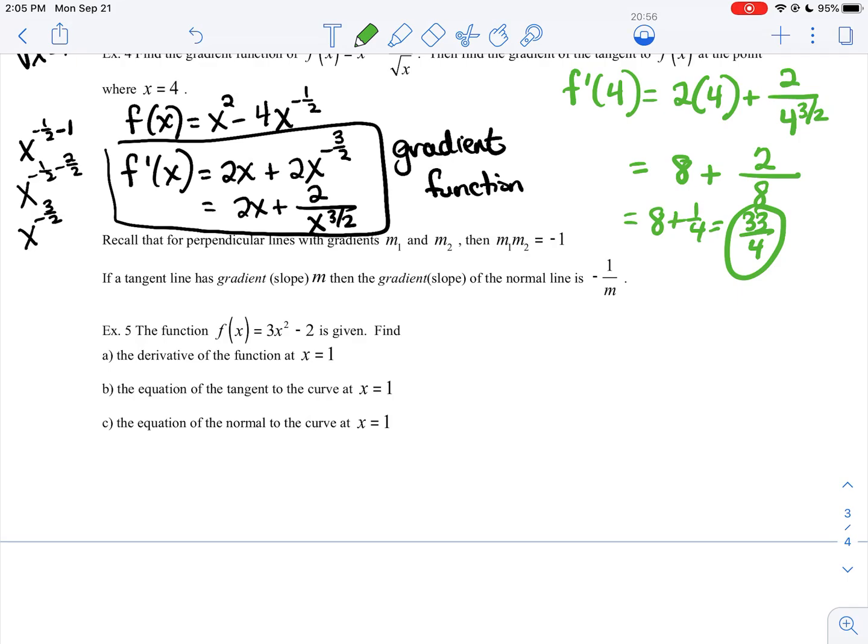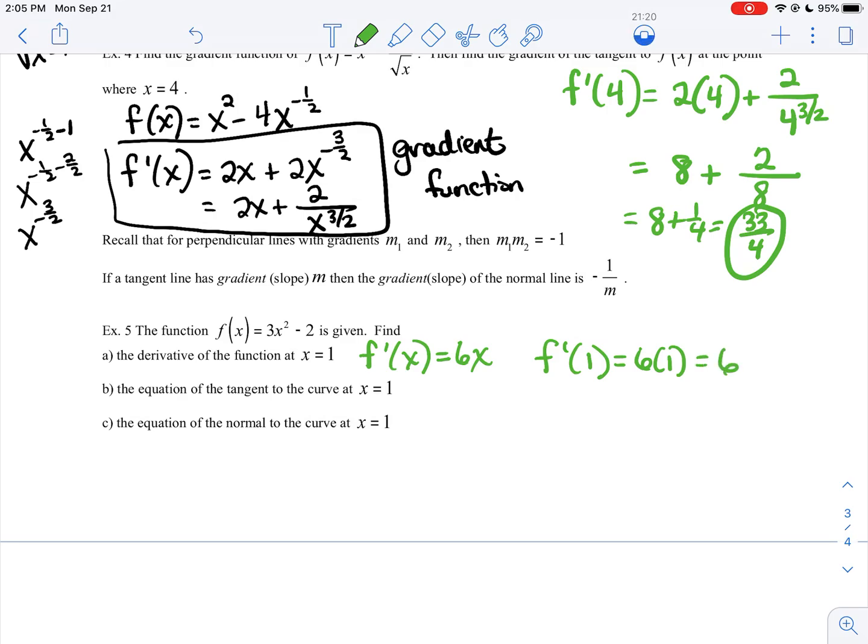If you look at example 5, it says the function f of x equals 3x squared minus 2 is given. Find the derivative of the function at x equals 1. Well, the first thing we have to do is find the derivative function. So that would be 6x. Then, if I want to find the derivative function at 1, that's just 6 times 1, which is 6.